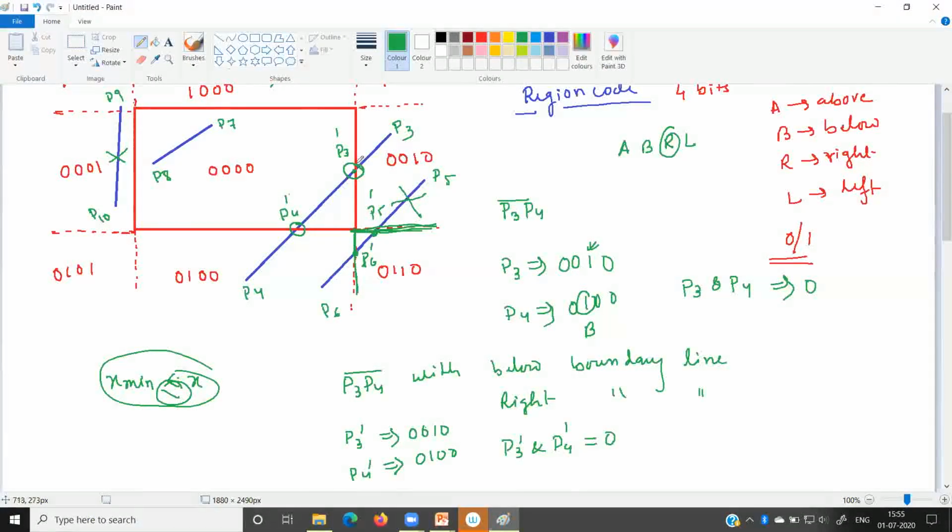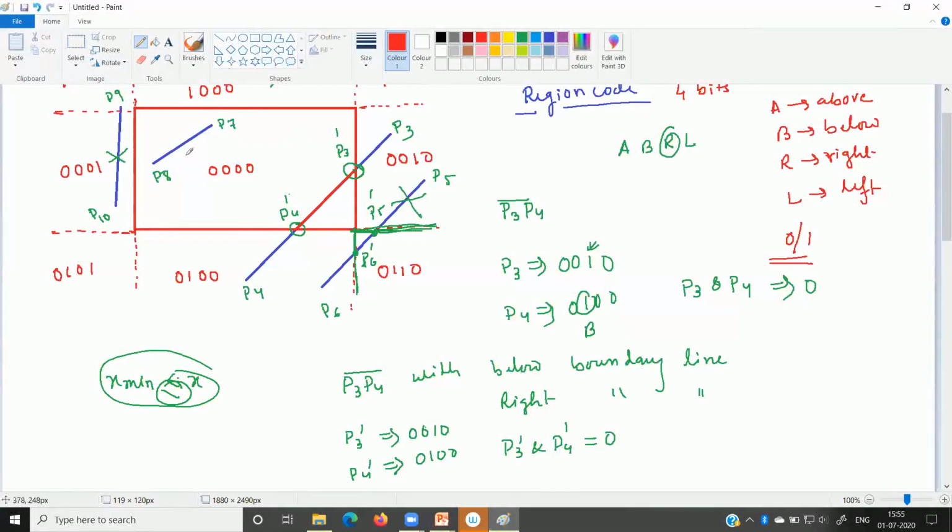The same thing is true over here. P3 dash is on the boundary, that means it is satisfying the equality operation. On the boundary means this point is part of the clip window. P4 dash is on the boundary of the below line, that means P4 dash is also part of the clip window. So the line segment constructed by P3 dash and P4 dash is present inside the clip window. So this is my clipped line. We can draw it in another color so it will be easy for you to understand.